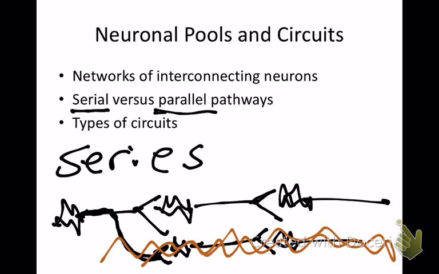Parallel gives you redundancy, and redundancy means if you lose part of it, you might still retain some of the functionality. Memories are stored redundantly through parallel pathways. So is there some part of your brain you could excise to remove a single memory? Apparently not. They're diffusely stored through parallel pathways. Okay? Serial pathways, though, are found in some of the higher brain functions.